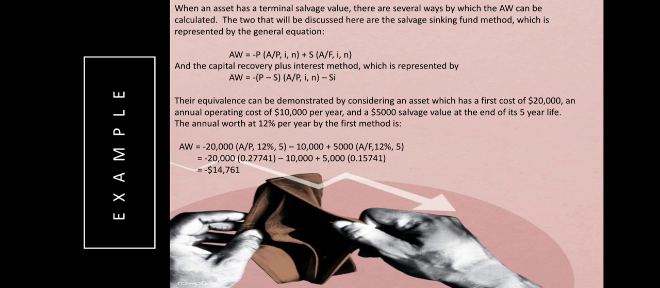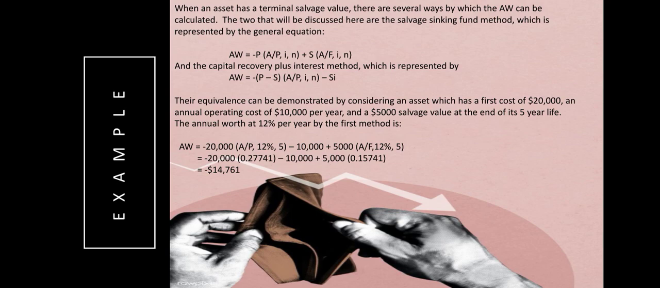When an asset has a terminal salvage value, when we say salvage value, this is the estimated value of an asset at the end of its useful life. So, we have two methods in our equation. For the salvage sinking fund method, the annual worth is equal to minus P, quantity A given P, i, N. That is the interest and our years. Plus our salvage value, A given F, i, N.